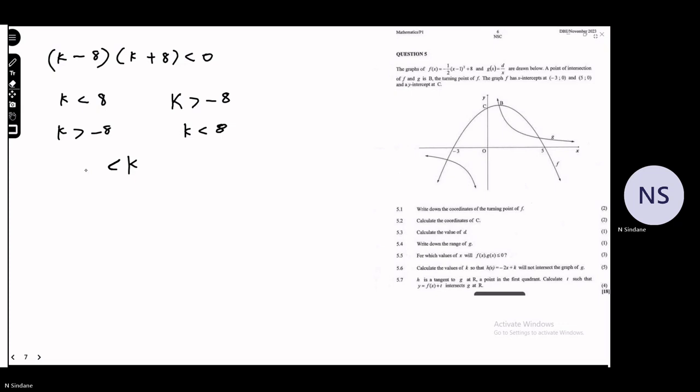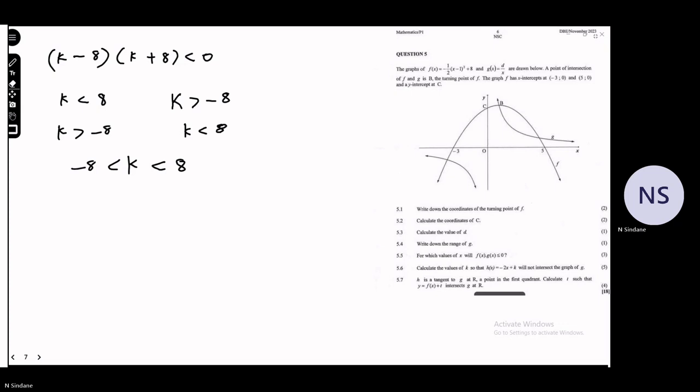So when k is in between negative 8 and 8, this is the part where our graphs will never touch. This is the point where our two graphs will never touch. When k is in between negative 8 and 8, the two graphs will never touch. Hope that makes sense.